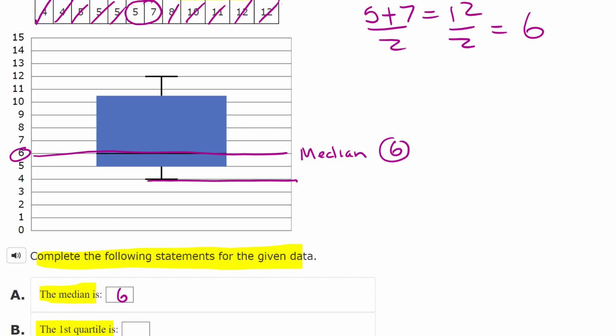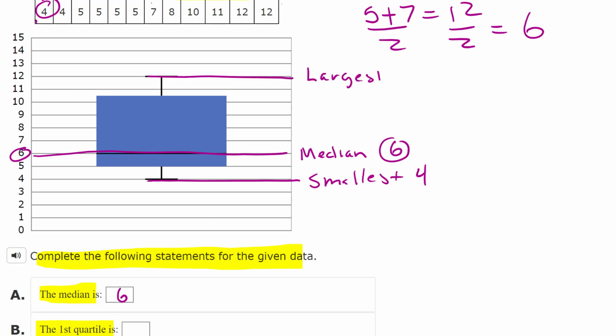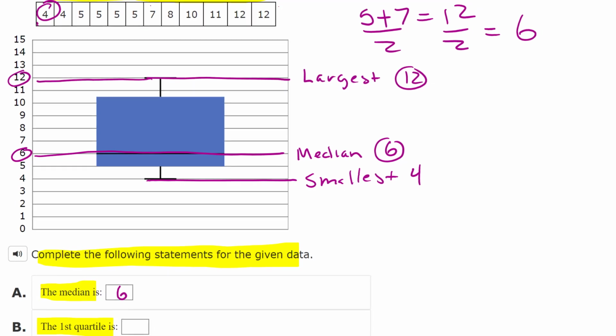This line right here represents the smallest number. That's the smallest number, and we said earlier that it was a 4. And then the largest number, this number right here, this is the largest, and we know that that's a 12.